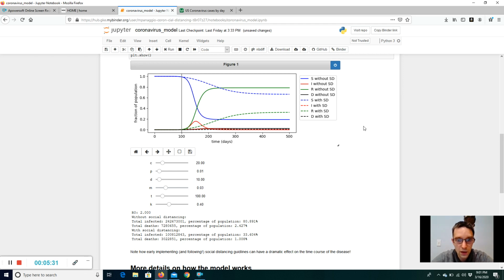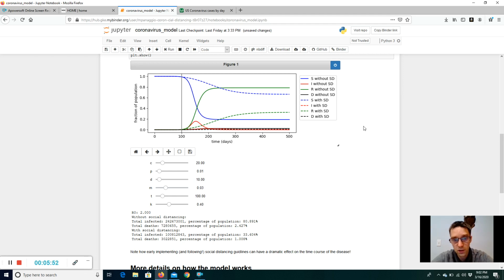And so the black curve down at the bottom, it's a relatively small fraction of the population because remember the mortality rate for this is somewhere between 2 and 3% thus far. So we're not going to have a huge fraction of the population who dies, but we really don't want to have a large number of people getting sick at all because that will inevitably lead to far too many deaths.